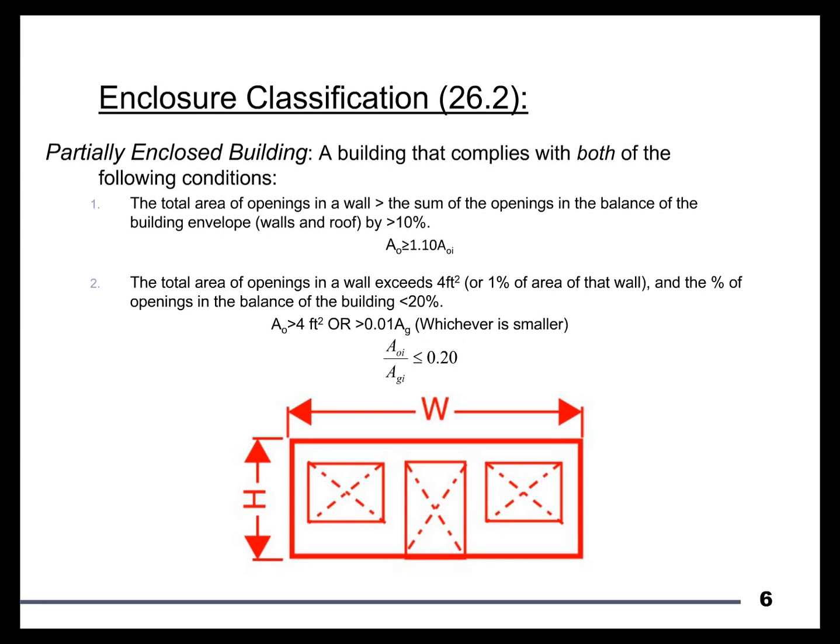Condition 1 says that the total area of openings in a given wall. So we're going to pick a wall. We're going to sum up the openings. Then we're going to, on the other side of the equation, sum up the openings in what we call the balance of the building envelope. So we're concerned about, if it's a square rectangular building, the other 3 walls and the roof. And the roof is a key part that a lot of people forget. We're going to compare those 2 numbers. So again, the openings on our one wall versus the openings on the other 3 walls plus the roof.